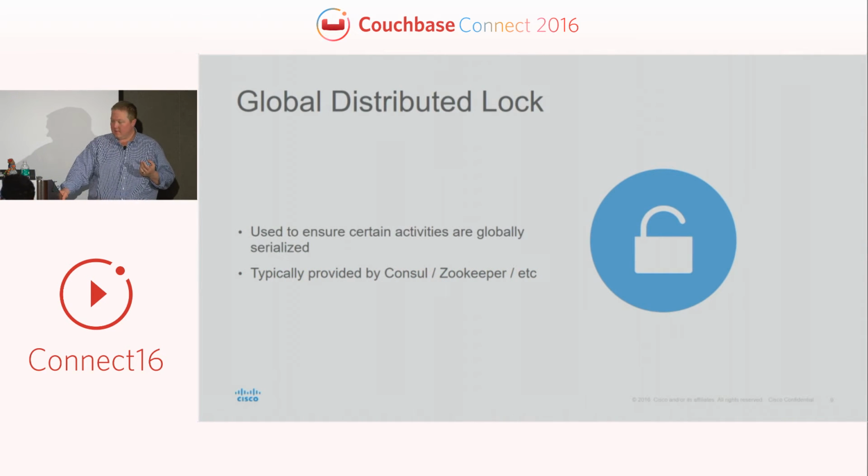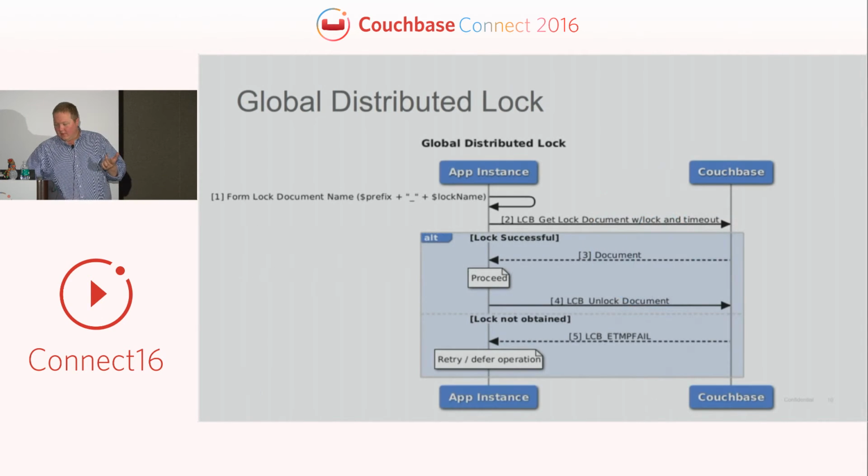The global distributed lock. This is commonly used if you need to serialize functions that are running across a large clustered application, make sure that they're not running at multiple places concurrently and stomping on each other. Then you have to deploy a lock, and because you're across multiple machines, it needs to be distributed. This is a functionality that you can find in Zookeeper, Consul, and more.